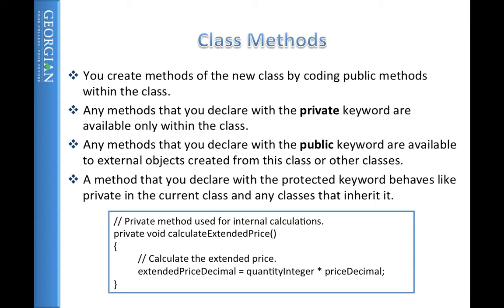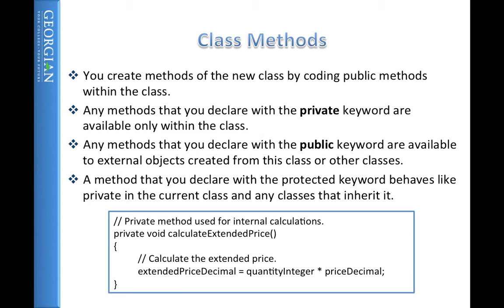We don't have to have the class access this private method to calculate the extended price. What we may want to do is access the extended price set accessor method or get accessor method to access the result, the product, which is extended price decimal, right? As an example, which is the product of quantity integer times price decimal. We want a get accessor method to do that, as opposed to making this calculate extended price method public. We don't need to do that.